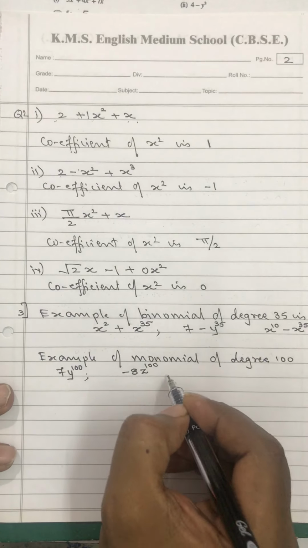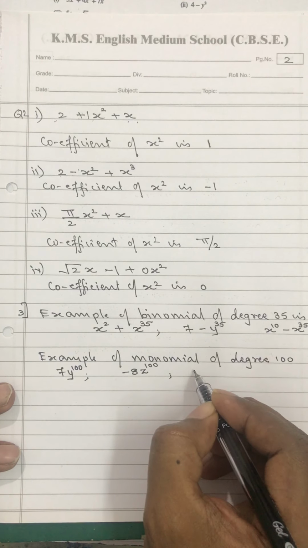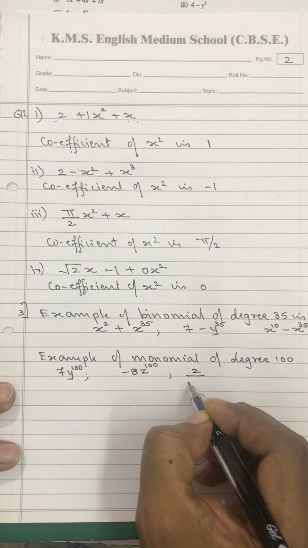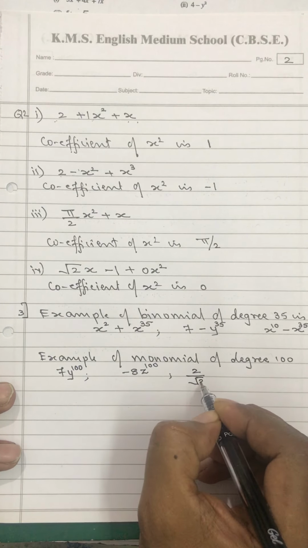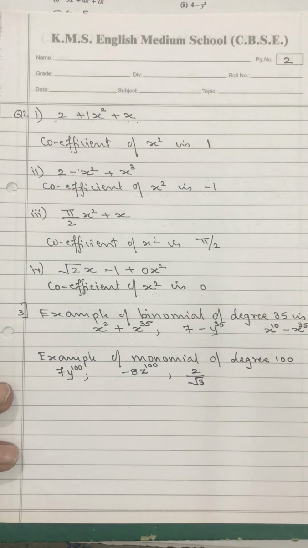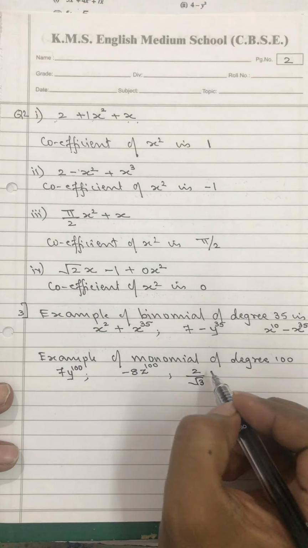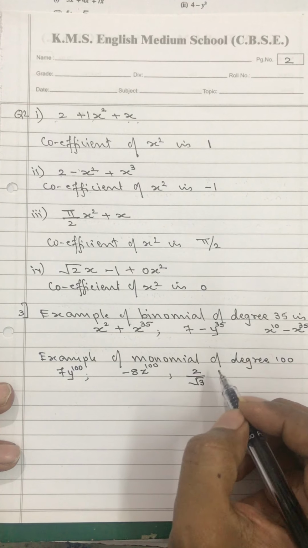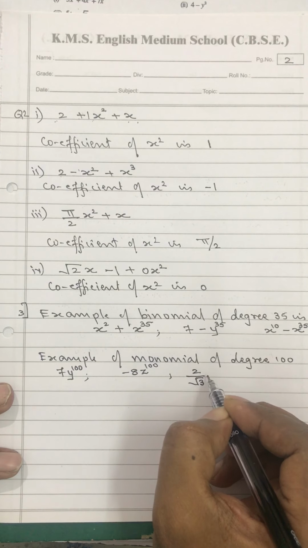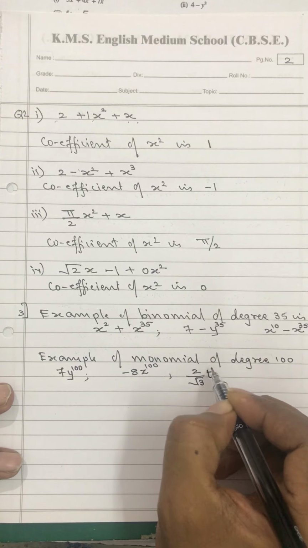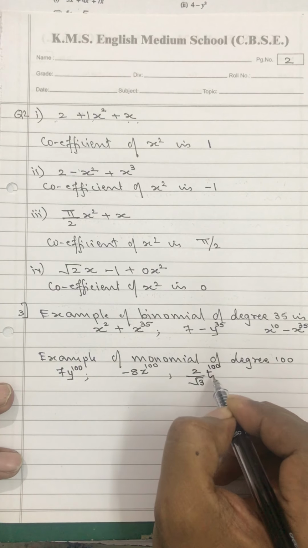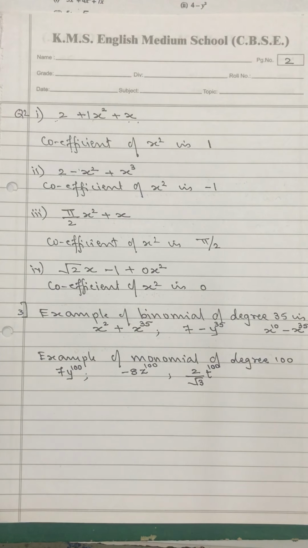I can write plenty. There is no condition on the number. If I want to, I can write 2 upon root 3, no problem. The coefficient is not going to make any change. Now here I can write this as t raised to the power of 100. As long as it is one variable raised to the power of 100, it is a monomial of degree 100.